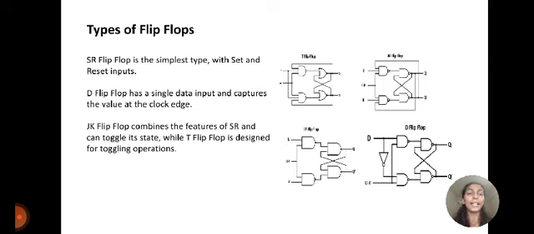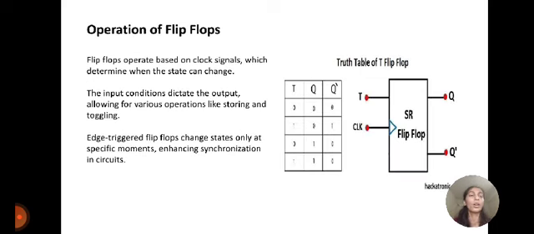Types of flip-flop. The SR flip-flop is the simplest type, with set and reset inputs. The D flip-flop has a single data input and captures the value at the clock edge. The JK flip-flop combines the features of SR and adds toggling of its state, while the T flip-flop is designed for toggling operation. Now we are going to learn about the operations we do in flip-flops and how we are using them.